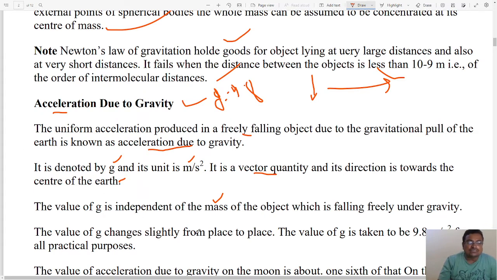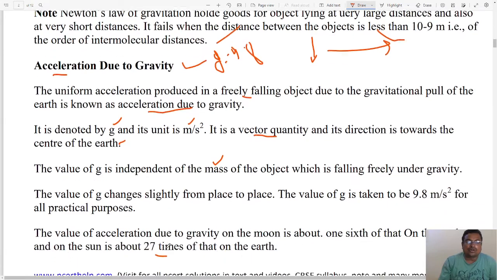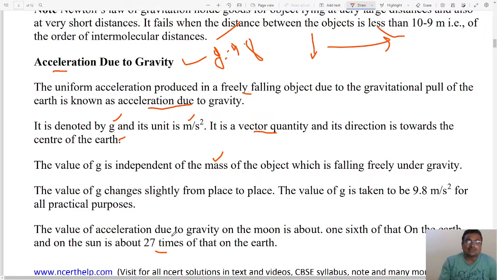The value of g changes from place to place. If someone goes to mountain and hill areas, what happens to the acceleration due to gravity? That value will be less. The value on the moon becomes 1/6 of that on Earth, and on the sun it is about 27 times that of the Earth. On the sun it is maximum, 27 times that of Earth is greater. On the moon, it is 1 by 6 times.